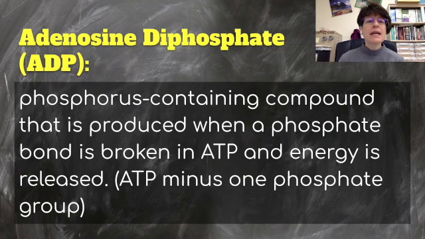Okay. And what happens is ATP can become ADP. ADP is adenosine diphosphate. So A from adenosine, D for di, and the P for phosphate. So ADP. And this is a phosphorus containing compound that is produced when a phosphate bond is broken in ATP and energy is released. So when we break bonds, it releases energy that can be used by the cell. So basically, ADP is ATP minus one phosphate group. So di meaning two, tri meaning three.